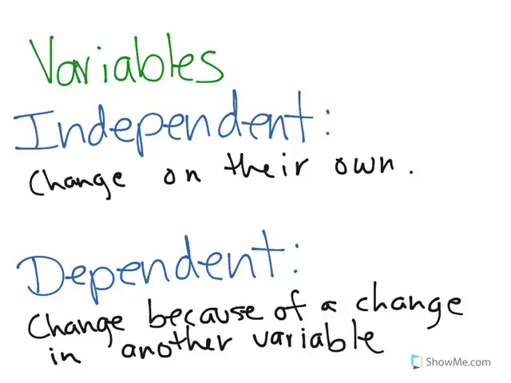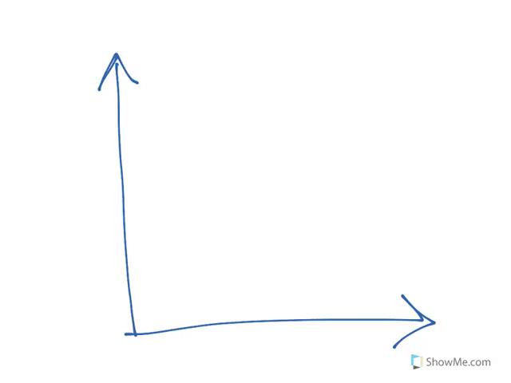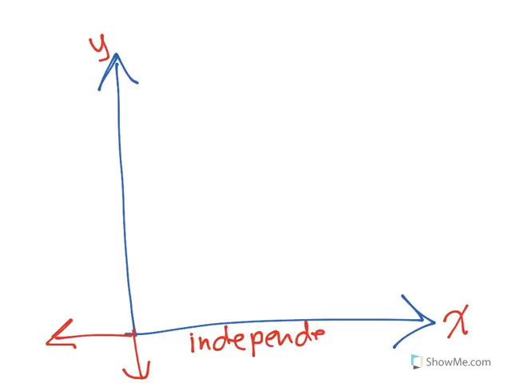So independent variables are mostly drawn in the x-axis and dependent variables are found in the y-axis. This is our coordinate system. Here we have x and here we have y. So in the x-axis we have the independent variables and in the y-axis we have the dependent.